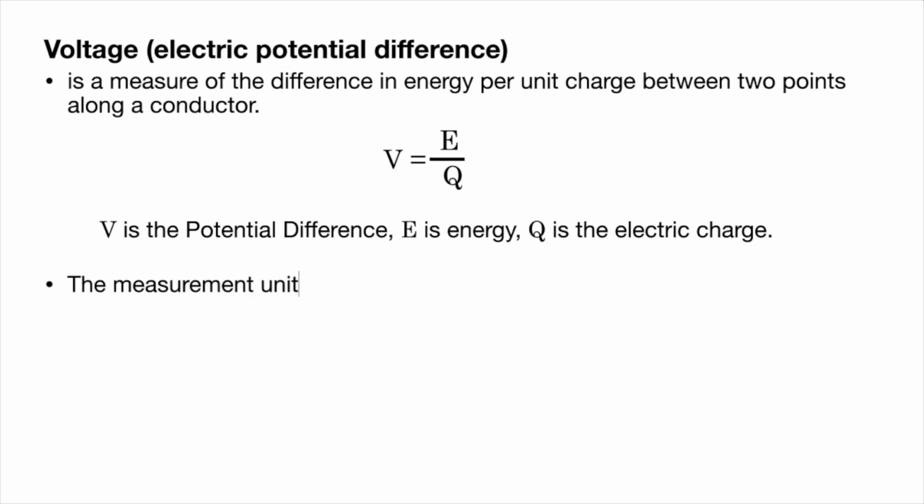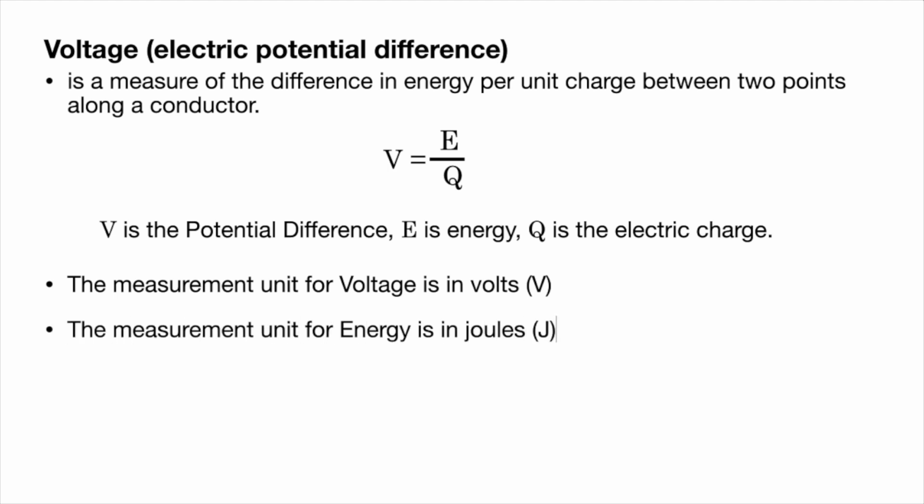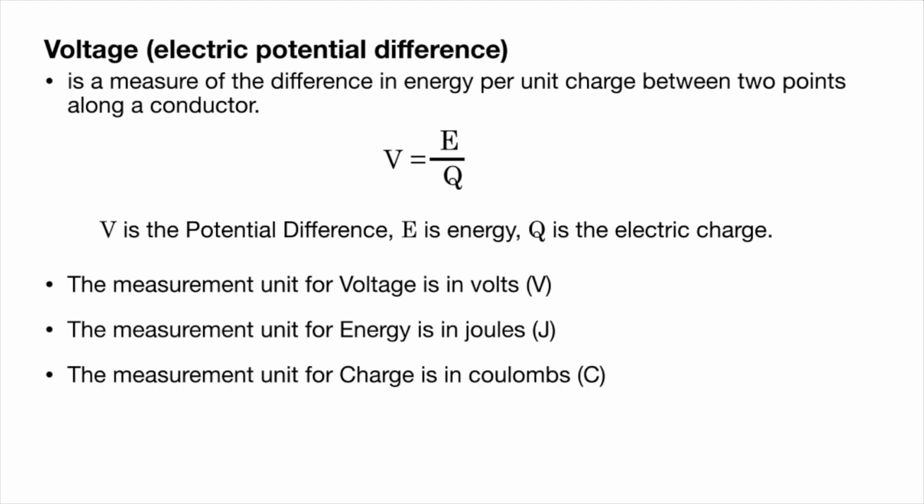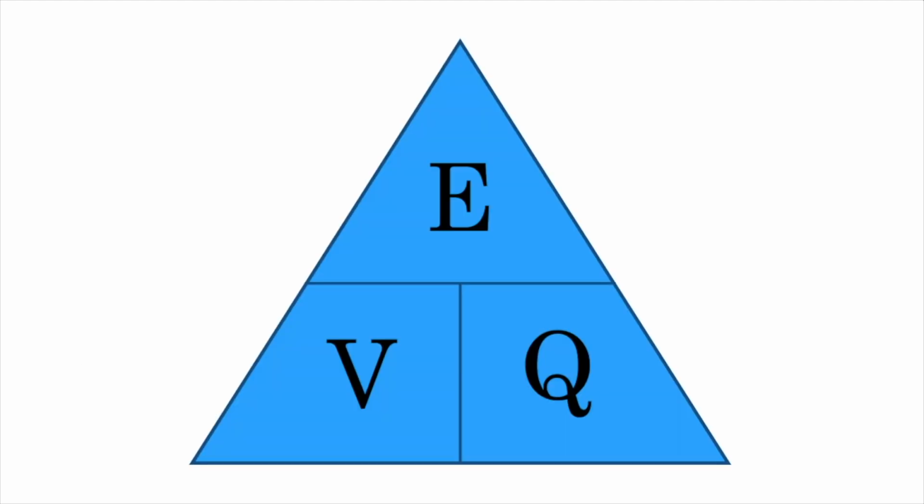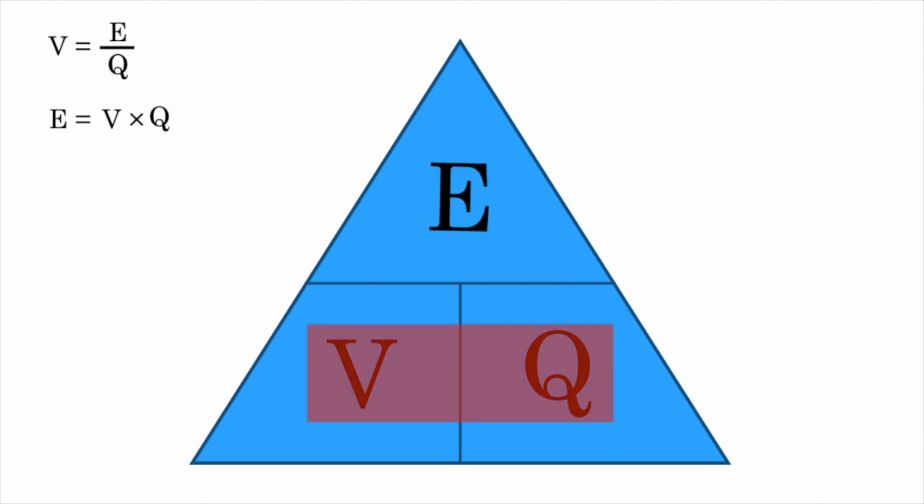The measurement unit for voltage is in volts, V. The measurement unit for energy is in joules, J. And the measurement unit for charge is in coulombs, C. 1V equals 1J over 1C. This can be written in the same triangle form as the current equation, where we can see that V equals E over Q, E equals V times Q, and Q equals E over V.